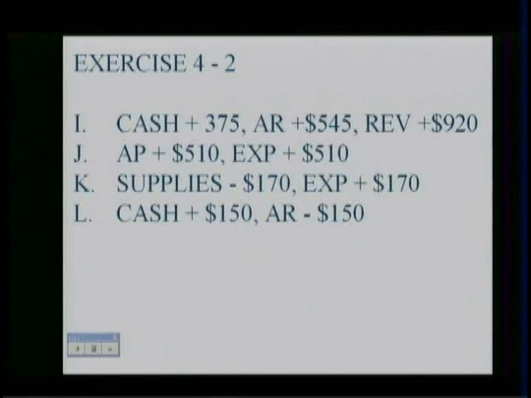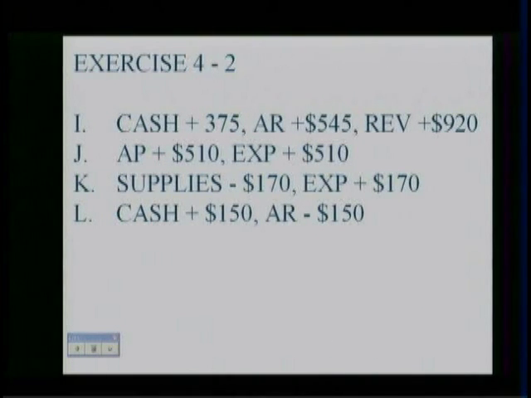In letter I, during the last 2 weeks of the first month, they had revenues of $920, and they collected $375 of that. So again, their revenues went up, their cash went up, and the amount that's owed to them, which is accounts receivable, also increased. So the cash went up $375, the revenue went up $920. So the difference between those two is the amount that's owed to them, $545. So their accounts receivable went up $545.